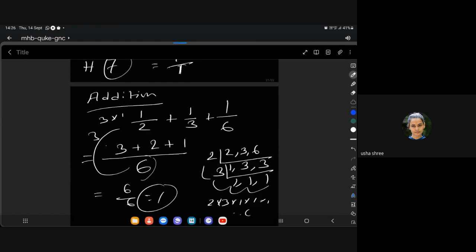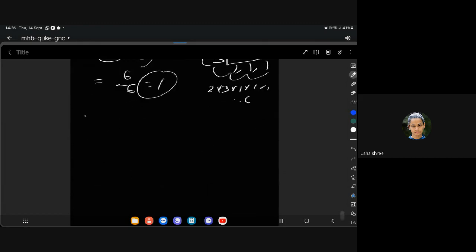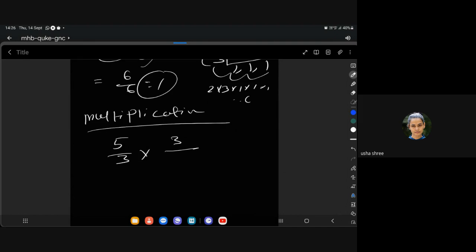Okay. Now multiplication. Suppose 5 by 3 into 3 by 10. In case of multiplication it is simple. The numerators get multiplied with each other, and the denominators get multiplied with each other. So simply it will come as 15 by 30, which is half. Okay. Any doubt?